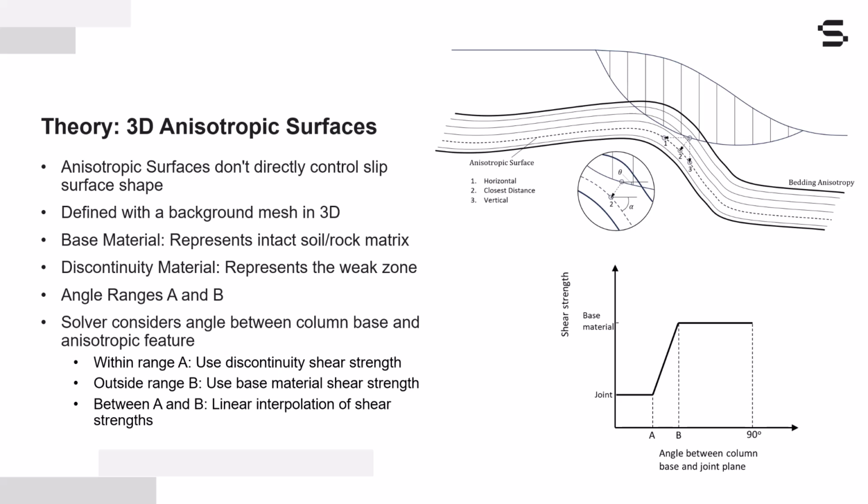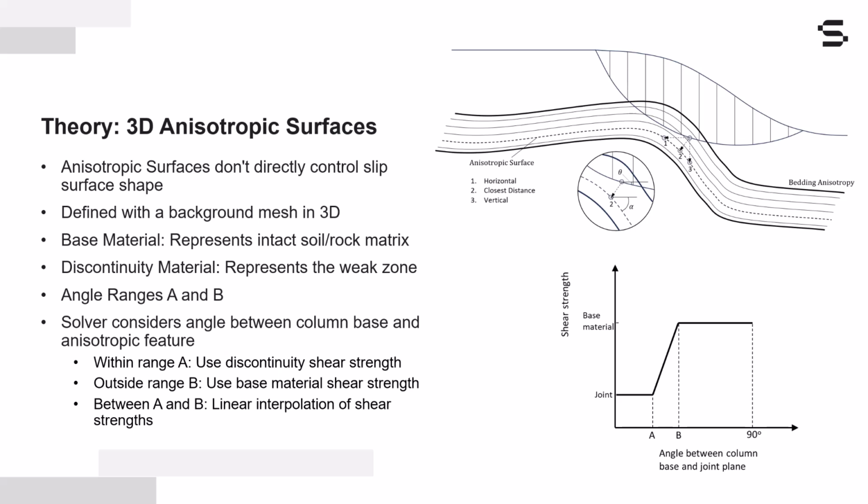The A and B parameters associated with each anisotropic surface are angular tolerances around the discontinuity. These control the transition of shear strength from the anisotropic material to the intact material. The solver calculates the shear strength based on the angle between the column base and the anisotropic feature.